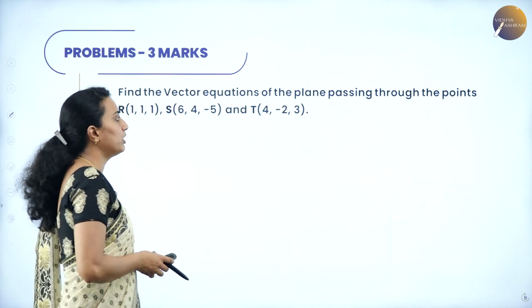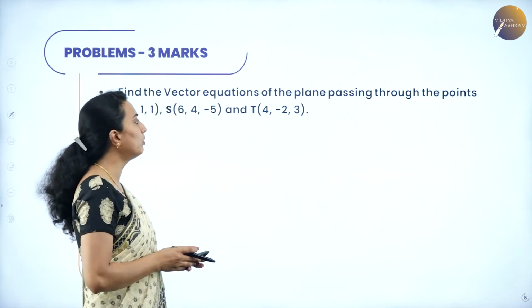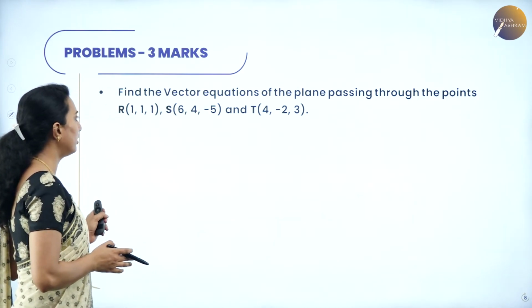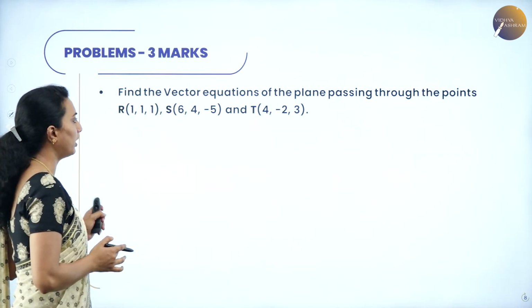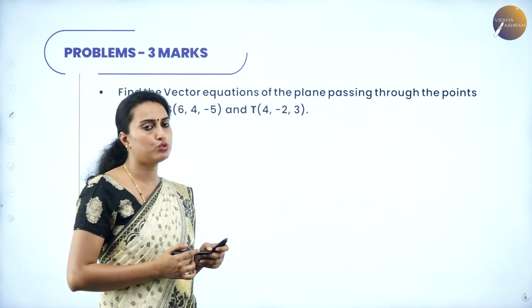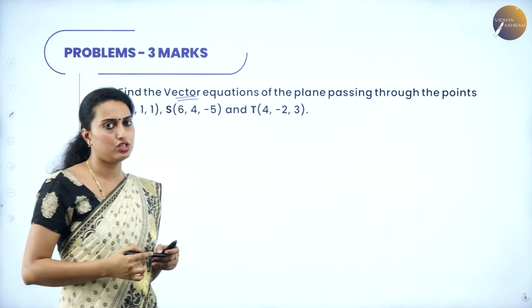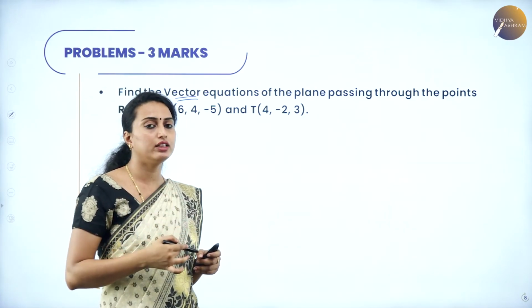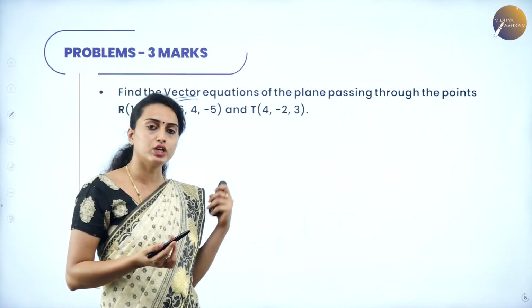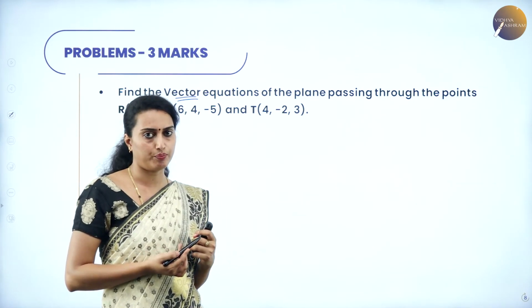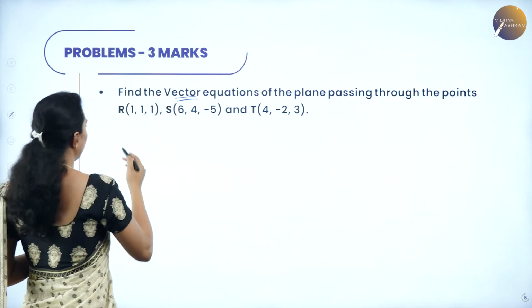Find the vector equation of the plane passing through the points R(1, 1, 1), S(6, 4, -5) and T(4, -2, 3). Here they have asked only the vector equation, not the Cartesian. Cartesian I have explained in the last problem. Similarly, you can try it out for this one also. Now we'll be writing whatever they have given.